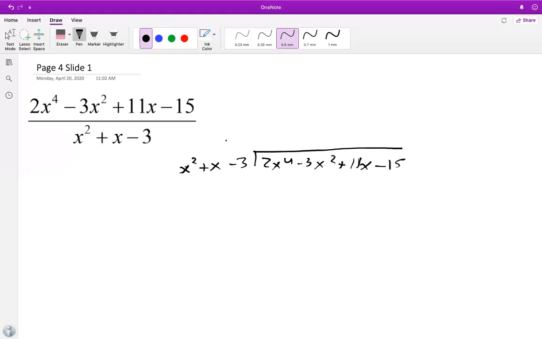So here's my problem, and I just do the same thing. First thing divided by first thing. 2x to the fourth divided by x squared is 2x squared. 2x squared times x squared is 2x to the fourth. That checks out. 2x squared times x is 2x cubed. 2x squared times -3.